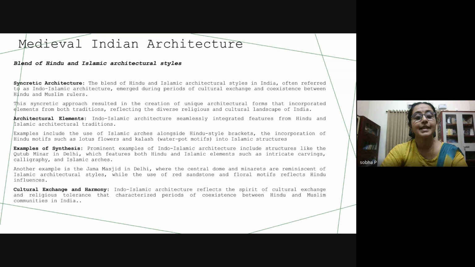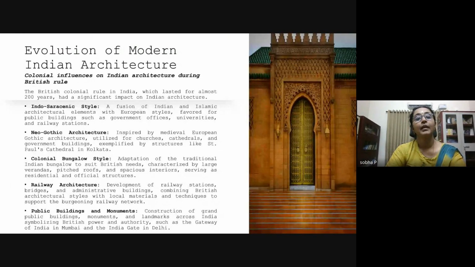Some examples of this synthesis are structures like Qutub Minar in Delhi, which actually features both Hindu and Islamic elements: intricate carvings, calligraphy, and Islamic arches. All these can be seen during this period. And it actually reflects the spirit of cultural exchange and religious tolerance that existed between the Hindu and Muslim communities in India. And now moving on to the evolution of modern Indian architecture.